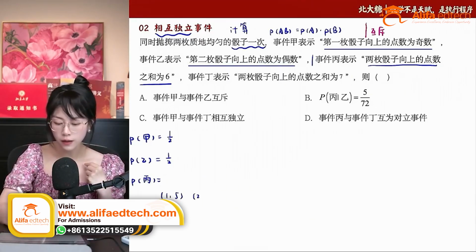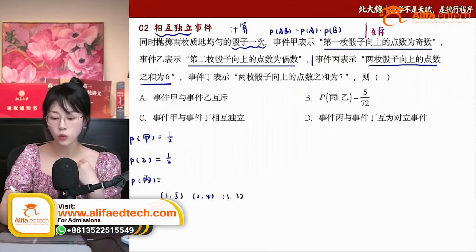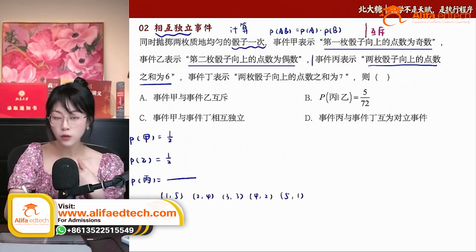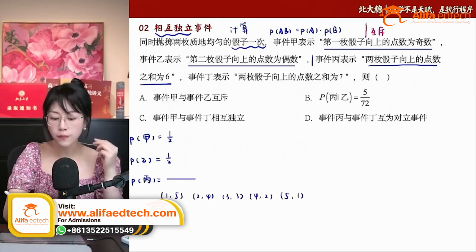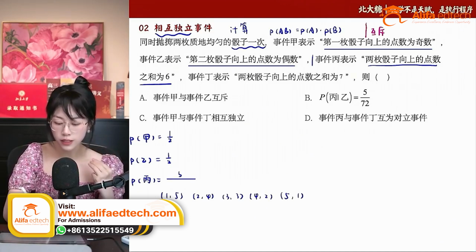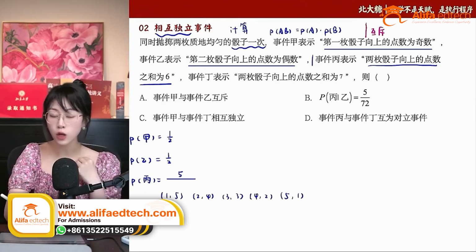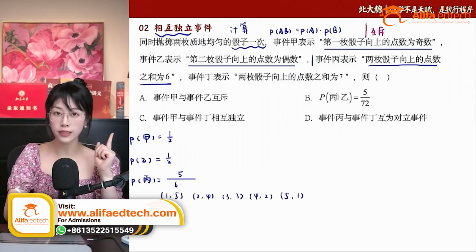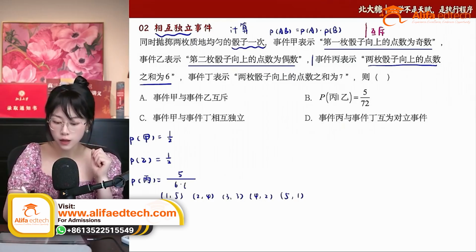That's also fine. 3 and 3 works as well because the first die can be 3 and the second die can also be 3. Next, 4 and 2 is possible and 5 and 1 is also possible. So when we write this as a fraction with numerator and denominator, there are 5 possibilities for the numerator. Now, consider the total possible outcomes. For the first die, there are 6 possibilities, and for the second die, there are also 6. So the probability is 5/36.